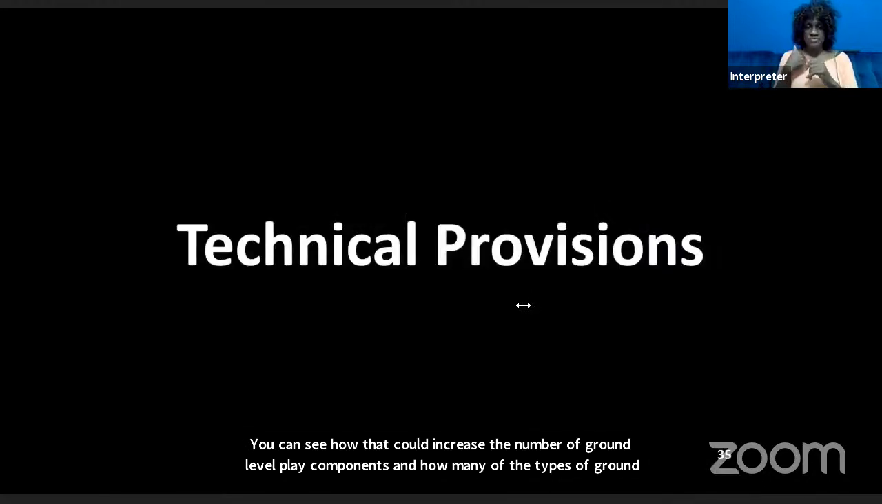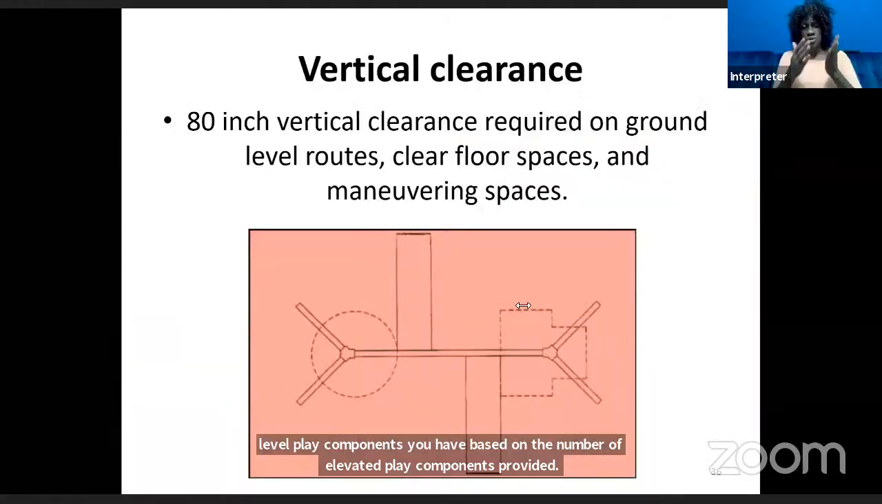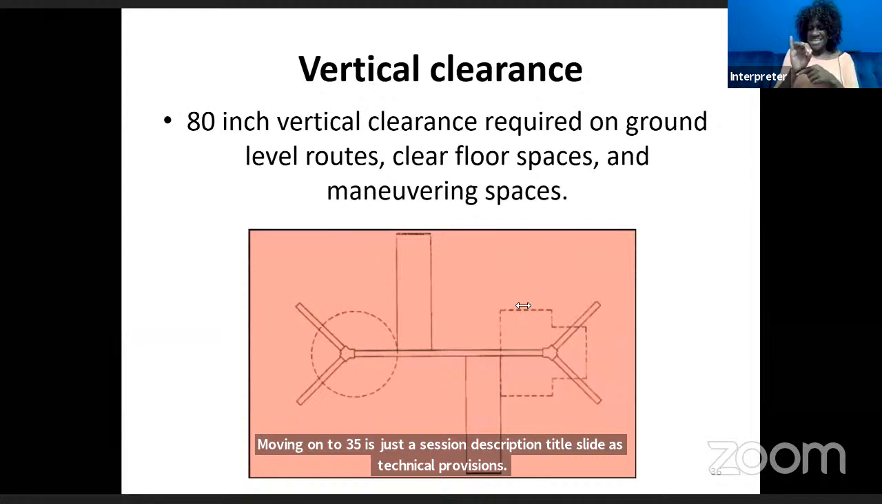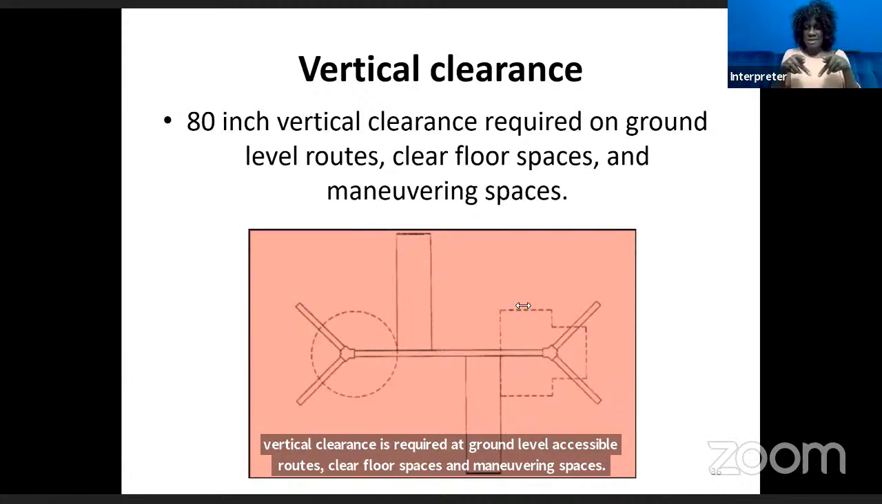Slide 35 is just a session description title slide on technical provisions. We're going to move straight into 36. There is a protruding object requirement that says an 80-inch vertical clearance is required at ground level accessible routes, clear floor spaces, and maneuvering spaces. So getting to your ground level accessible play component, you need to provide a minimum 80-inch vertical head clearance.